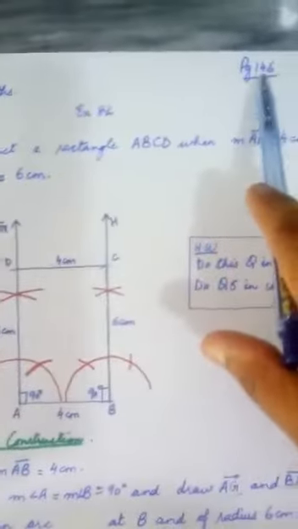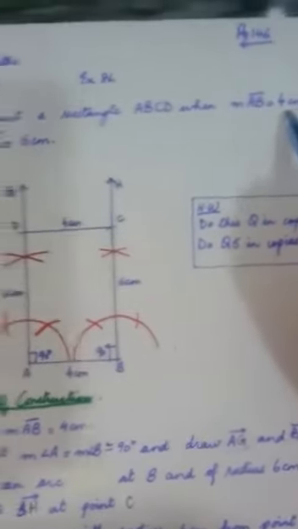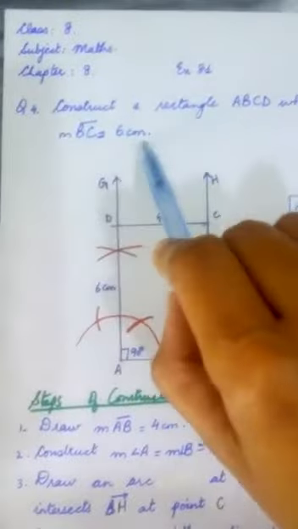In this video I will continue with chapter 8, exercise 8.1, page 146. It's question number 4. Construct a rectangle ABCD where measurement AB is equal to 4 centimeter and measurement BC is equal to 6 centimeter.